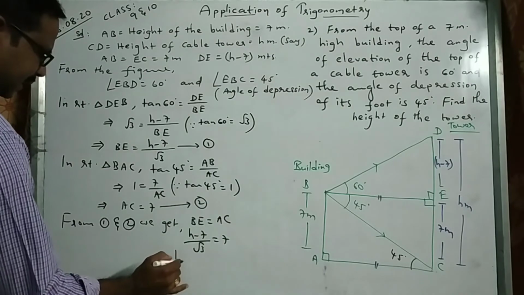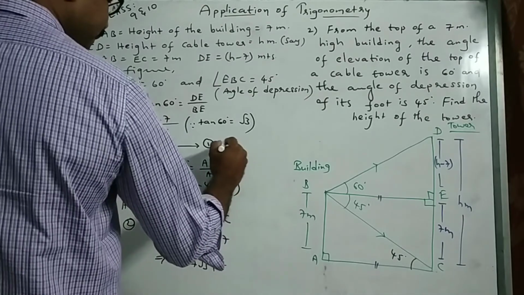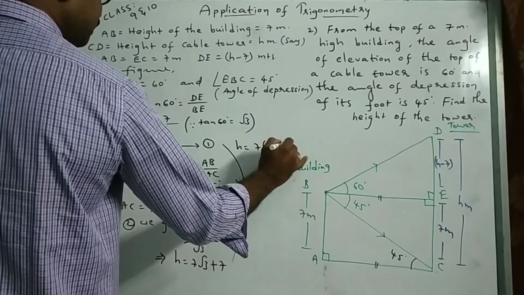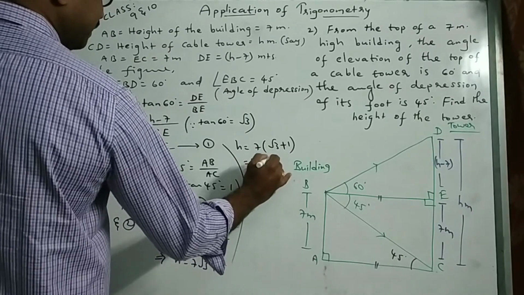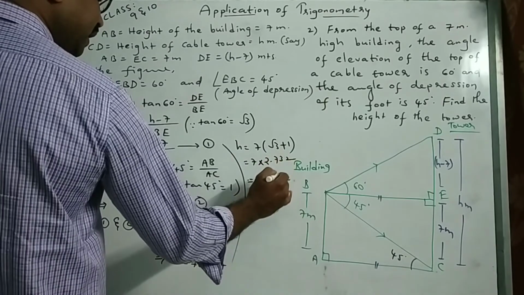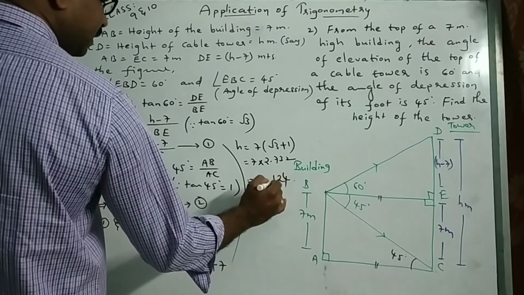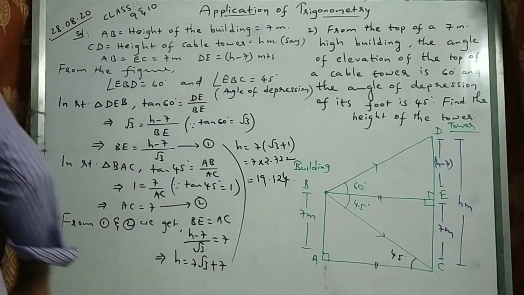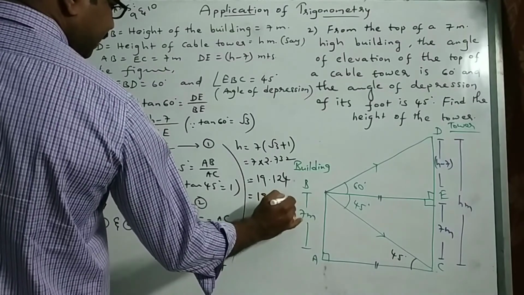That implies H equals 7 root 3 minus 7 plus 7. So H equals, taking 7 common, 7 times root 3 plus 1. Root 3 value 1.732 plus 1 is 2.732. So 7 2s are 14, 7 3s are 21 plus 1, 22, 7 7s are 49 plus 2, 51, 7 2s are 14 plus 5, 19. 19.12, right. So 19.12 meters.